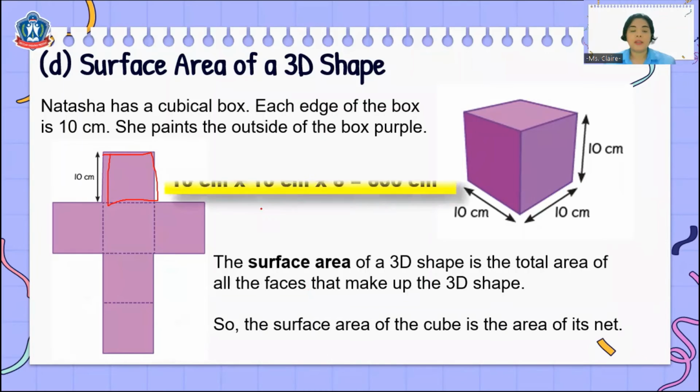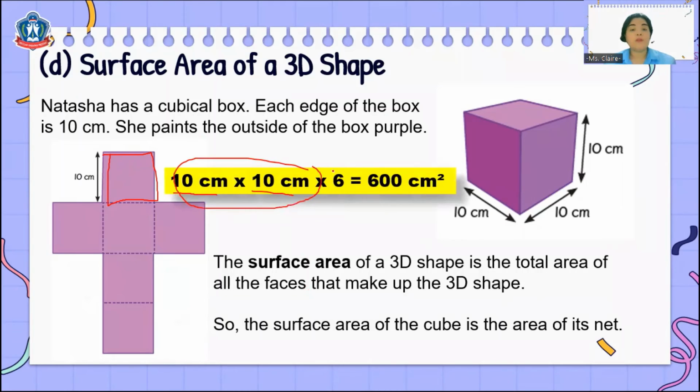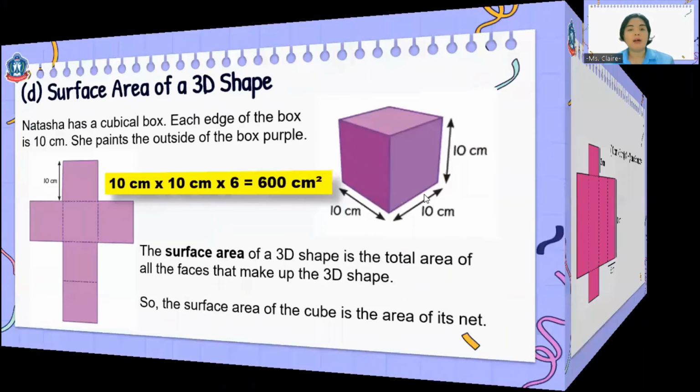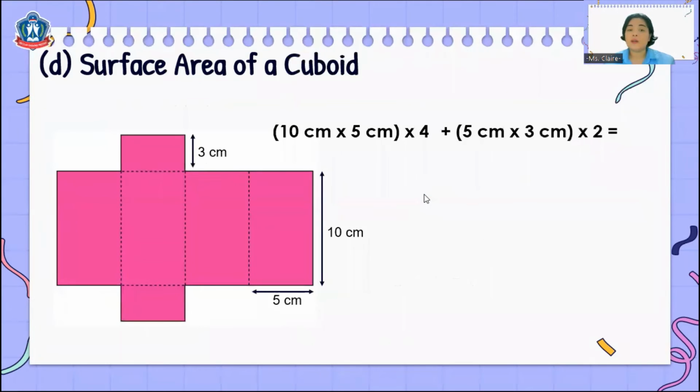So we will compute 10 centimeters times 10 centimeters. That is the area of one square. And we will multiply it by 6. So the answer is 600 square centimeters. So this is how to find the surface area of the net of a cube. How about the surface area of a cuboid?